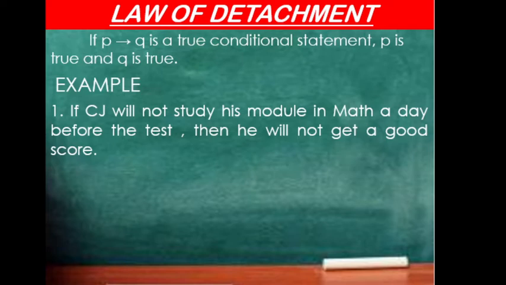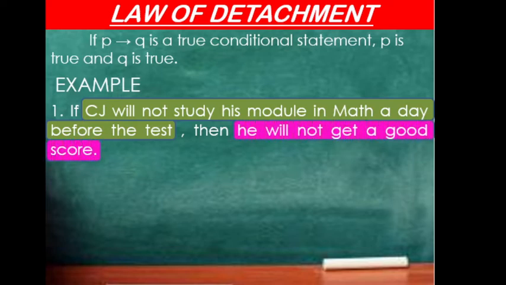So dito sa ating given statement, the premise is CJ will not study his module in math a day before the test. So ito yung P and he will not get a good score. So this is the conclusion or Q.